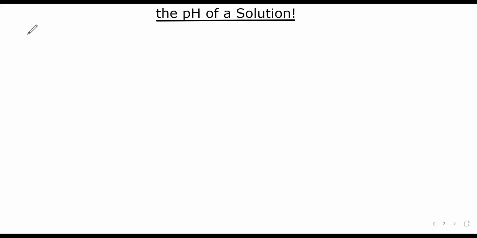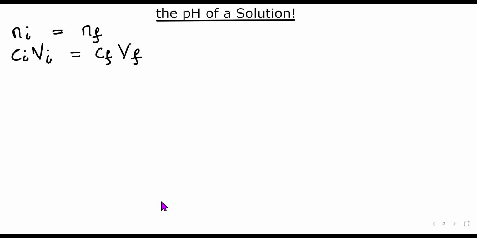But one thing we know and understand is the fact that we are dealing with a dilution problem. And we know that every time we dilute an acid or a base, the number of moles, they do not change. The initial moles equals the final moles. And you're allowed to skip this step, honestly, and just define your moles as the initial concentration times the initial volume equals the final concentration times the final volume.